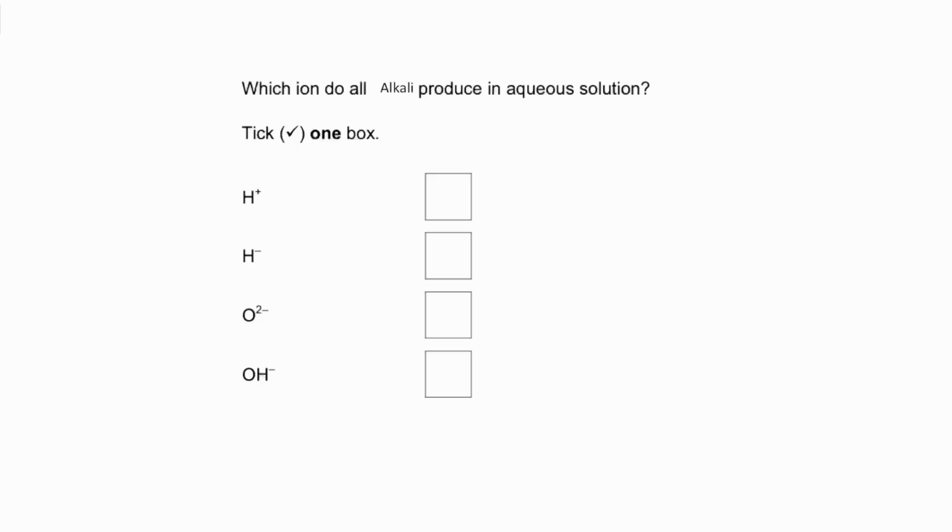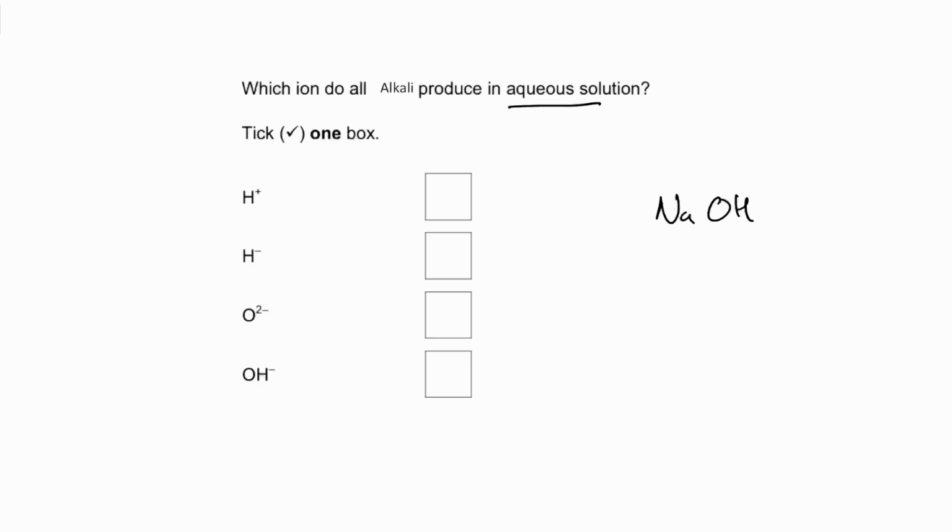So here we have an acid-base question, an acid-alkali question. Which ion do all alkalis produce in aqueous solution? Whenever you have a base that is dissolvable in water, i.e. makes an aqueous solution, that's essentially what we call an alkali. So in this case, what ions are produced when you have an alkali? I'll give you guys an example, NaOH.